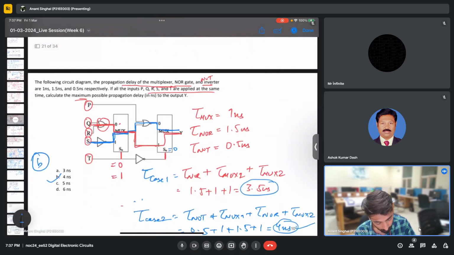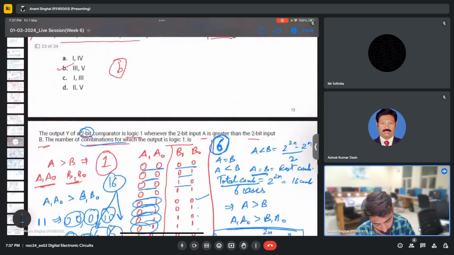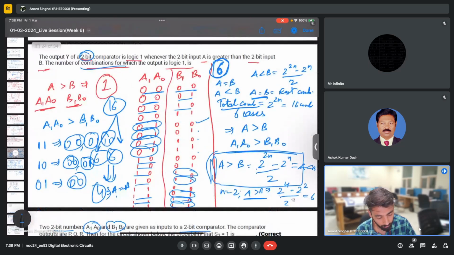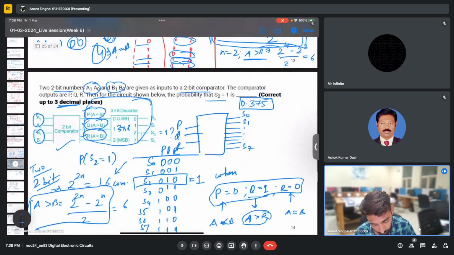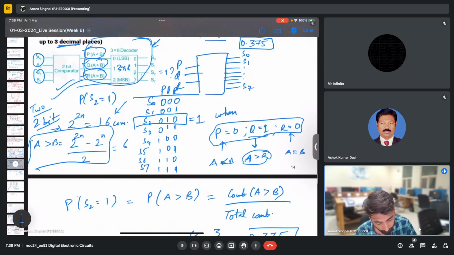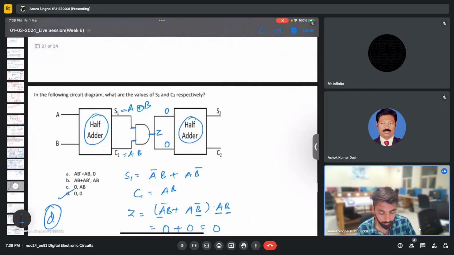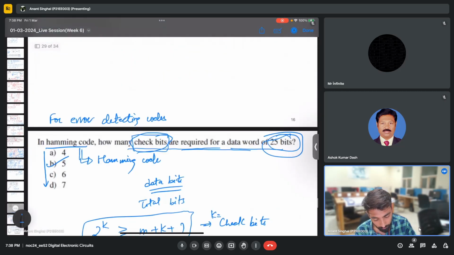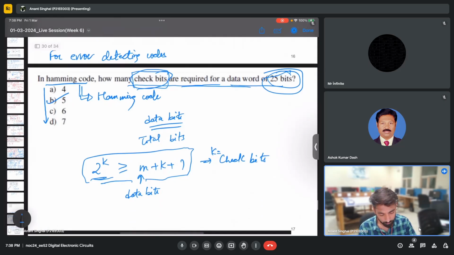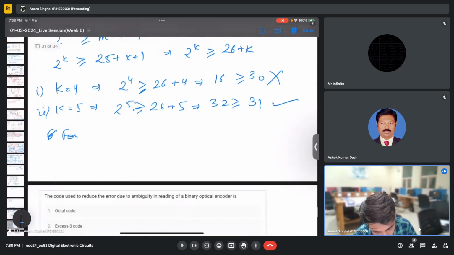Then we did a very good question on the total combinations. We derived certain formulas, how it comes out to be 6 out of 16, and what the number of combinations are for A equals B, A greater than B, and A less than B, which helped us in solving this GATE question, a 2-bit comparison question merged with a 3 cross 8 decoder. And then we moved ahead to certain half adder questions, and finally we did certain error detecting code questions, which were all the topics of this week 6.